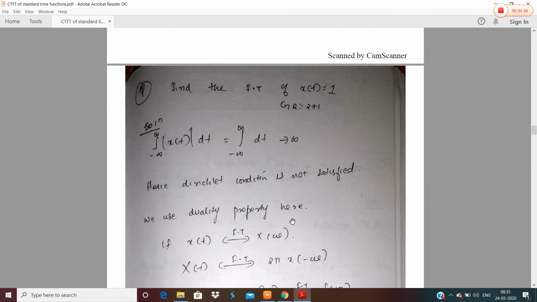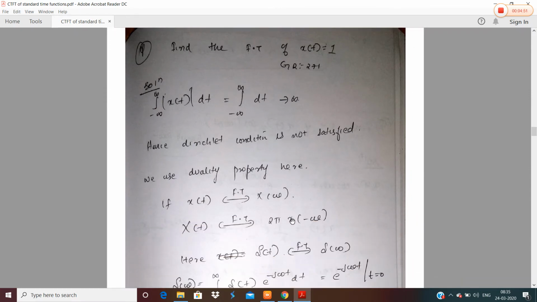In the next section, we will find the Fourier transform of x of t is equal to 1. x of t is equal to 1 is a special case which does not satisfy the Dirichlet's condition. If you look at the Dirichlet's condition of CTFT, you can find that if the integral from minus infinity to plus infinity of mod x of t dt tends to infinity, then the Dirichlet's condition is not satisfied. So in this case, we use the duality property of CTFT, which was already dealt with in the previous class. You can refer to it in the table of properties of CTFT.